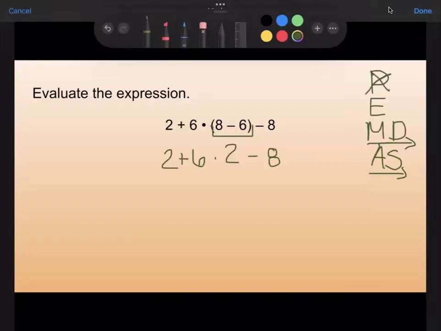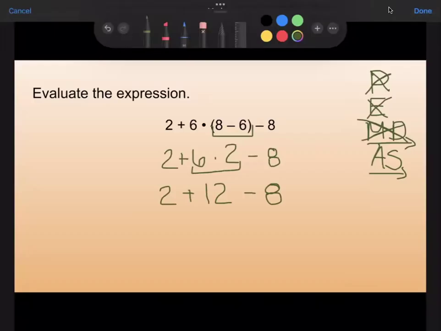So I did parentheses. We don't have any exponents, so I'm going to go ahead and cross that off. Next would be multiplication and division. Well, out of those two, I only see multiplication right here. So we're going to need to do that next. That would be 12. 6 times 2 is 12. So I'm going to put 12 here. Bring down the 2 plus and the minus 8. So that takes care of multiplication and division.